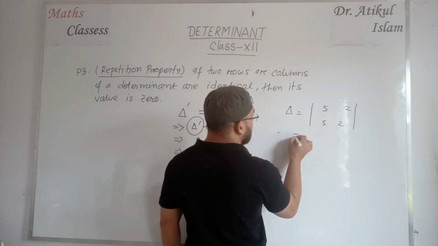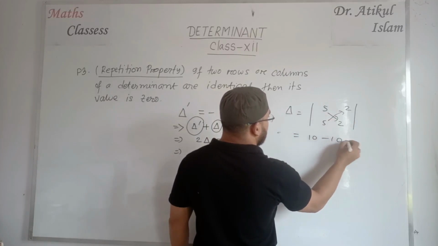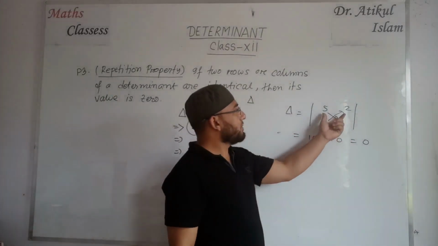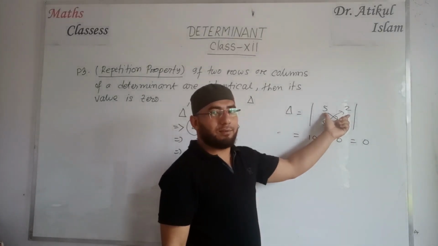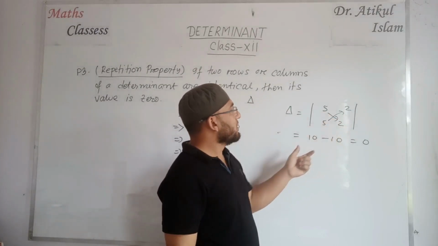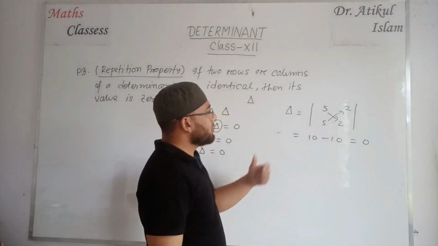So here, 10 minus 10 value is 0. So that means if you expand the determinant, then you will get the answer 0. So this is for 2 by 2.